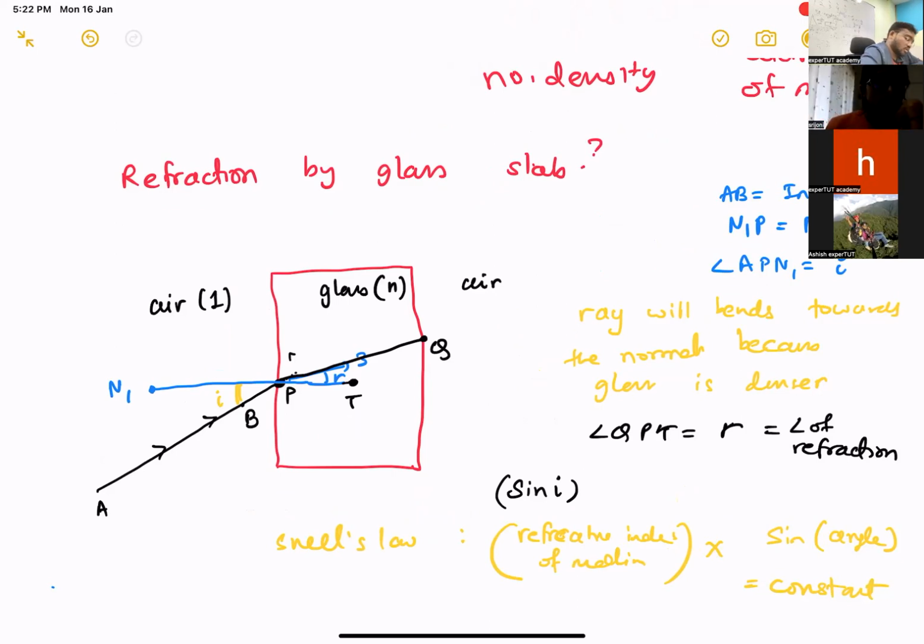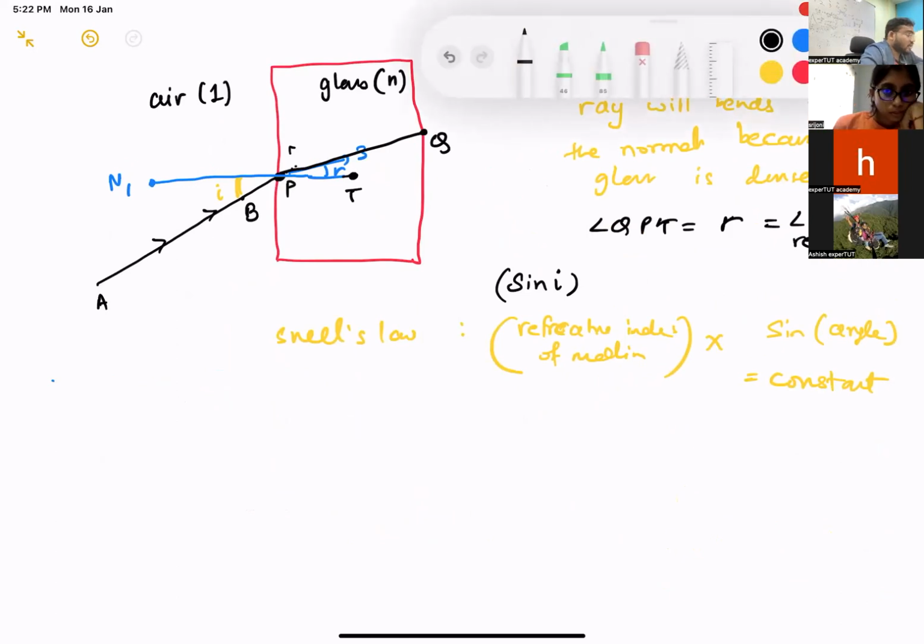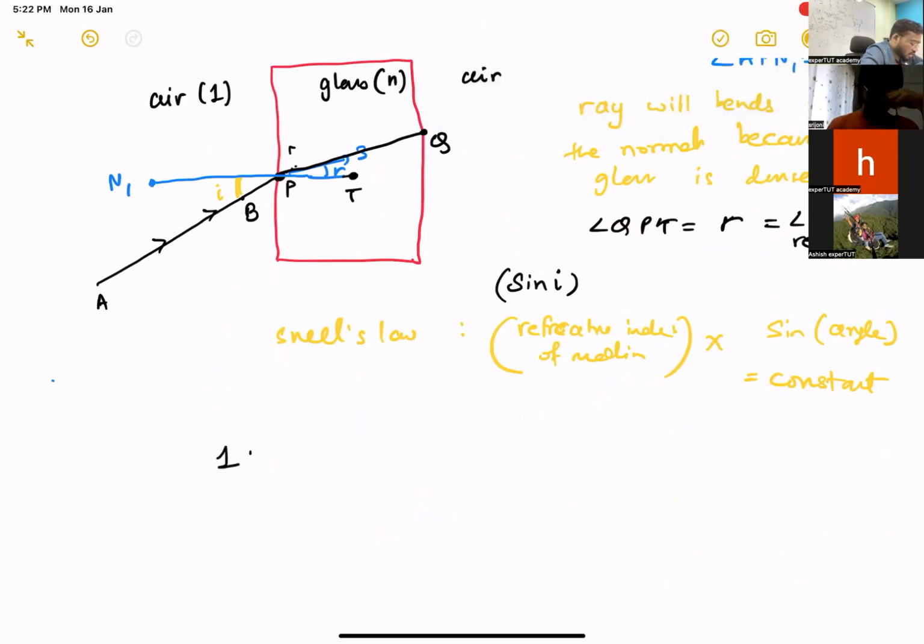Therefore, for air, what will we write for this constant? The refractive index of air is 1, into sine of the angle in air, which is I. And if we write it for glass, what will we write? Refractive index of glass, which is n, into sin r. They both are equal.